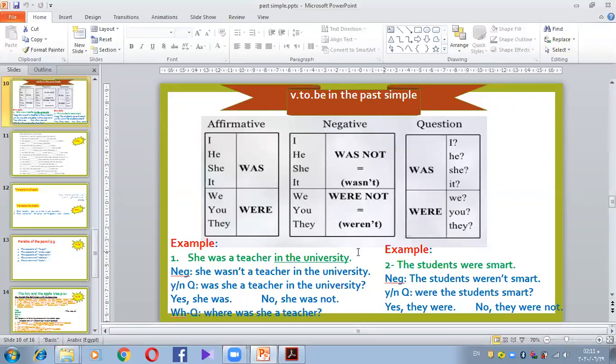For example, she was a teacher in the university. For the negative, she wasn't a teacher in the university. As a question, was she? We just switch. A teacher in the university. Yeah, she was, or no, she wasn't.